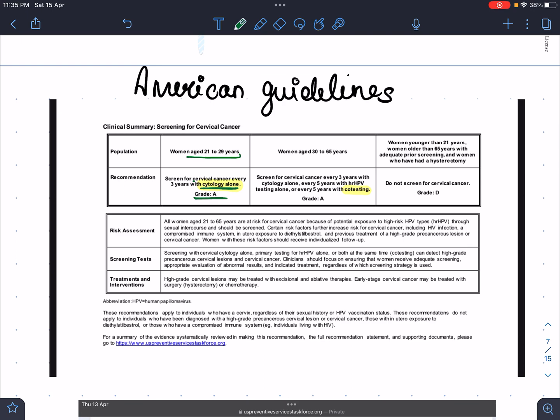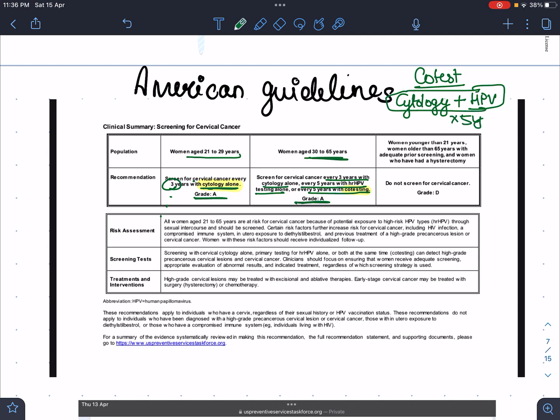Okay, so 21 to 29, like I said, you can do cytology every 3 years. For 30 to 65 years, you can either do every 3 years with cytology, every 5 years with high risk HPV testing, or every 5 years with co-testing. What is a co-test? Co-test just means two things together. So you do cytology, the pap smear or liquid based cytology, plus you do HPV DNA testing. And if you're doing both these together, you can do it every 5 years. It is also a grade A recommendation.